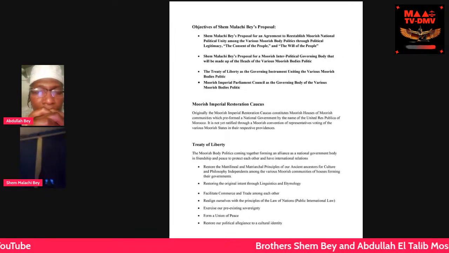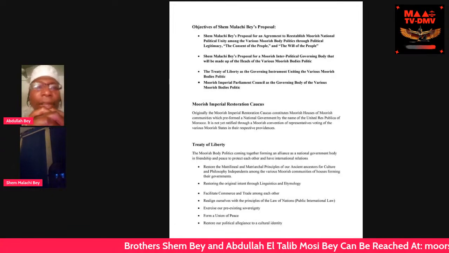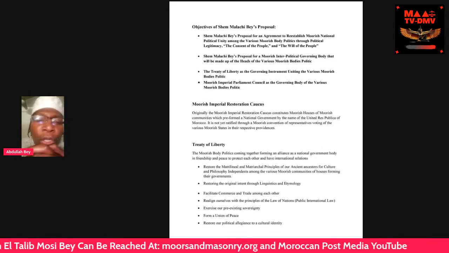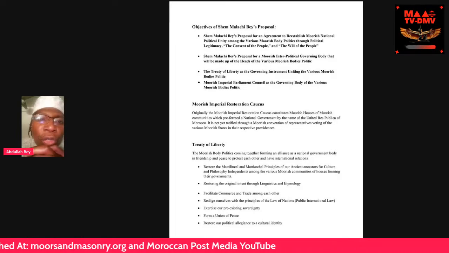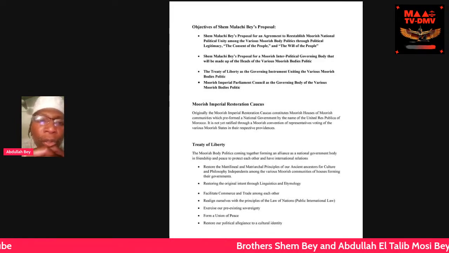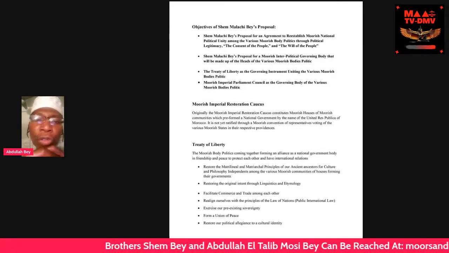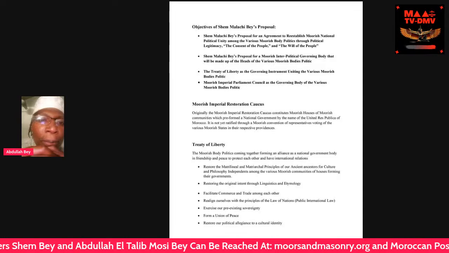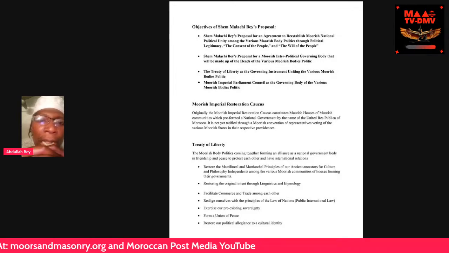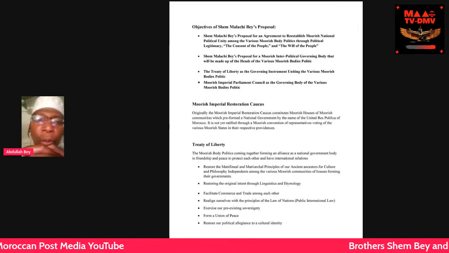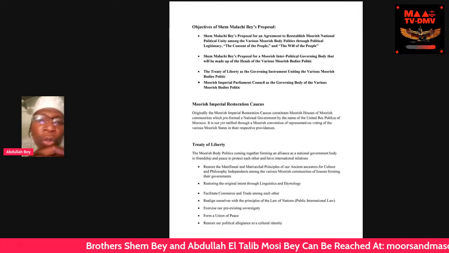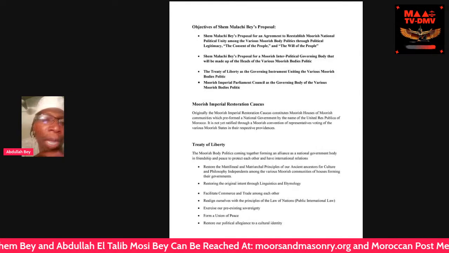Objectives of Shem Malachi Bey's proposal: a proposal for an agreement to reestablish Moorish national political unity among the various Moorish bodies politic through political legitimacy, the consent of the people, and the will of the people. Shem Malachi Bey's proposal for a Moorish interpolitical governing body that will be made up of the heads of the various Moorish bodies politic. The Treaty of Liberty as the governing instrument uniting the various Moorish bodies politic. Shem spoke so extensively on that. The Moorish Imperial Parliament Council as the governing body of the various Moorish bodies politic.